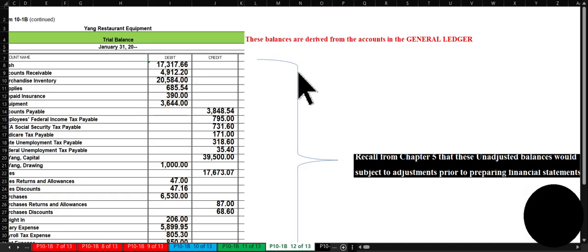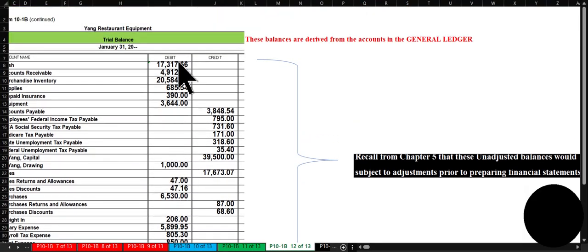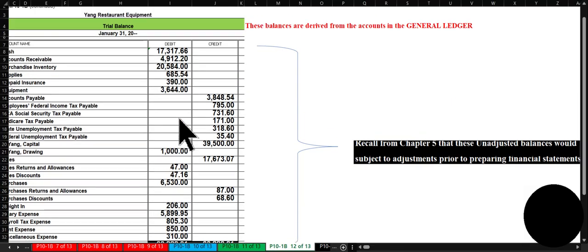Now we are looking at the trial balance. This is the unadjusted trial balance, which is a listing of all the balances from the general ledger. Do not pull anything from your subsidiary ledger accounts to put into the general ledger. And so these are only from our general ledger, the balances. So you can see this is from the cash account, this is from accounts receivable, and so on.